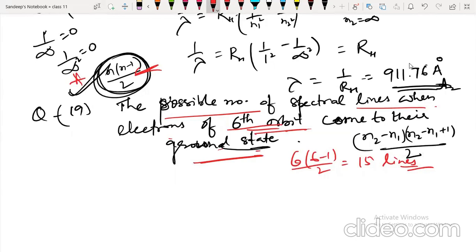Remember this formula. And suppose your question is from 7th, N2 equal to 7 to N1 is equal to 2. Then what will be the number of spectral lines? Can you find?